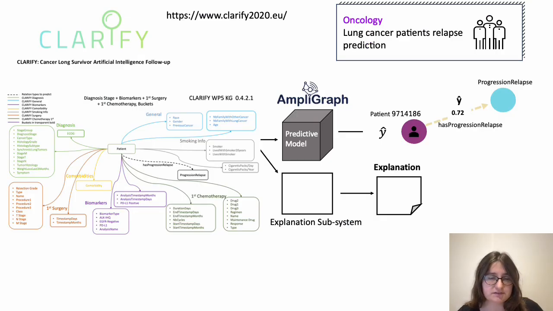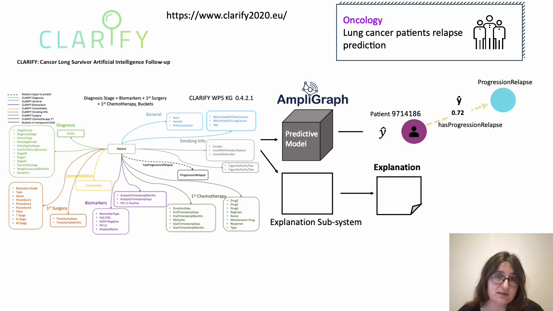In another project on the oncology side, we look at lung cancer patients and we try to predict whether they will relapse in the future or not. For this, we model patient data into a graph, and we try to predict the relapse prediction link. We also wanted to ask the question, why? So how do we explain such a prediction?